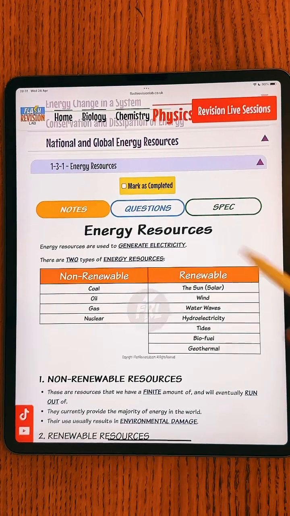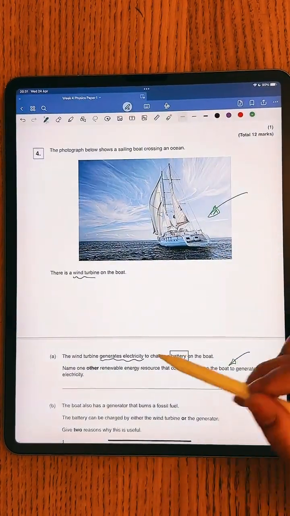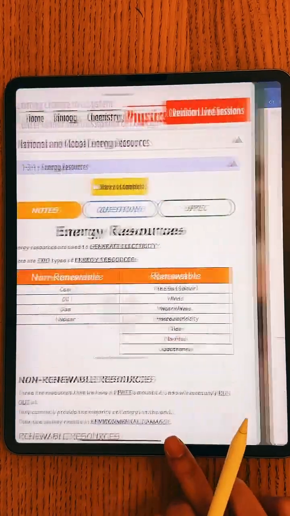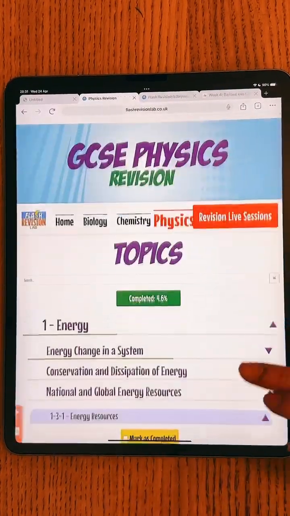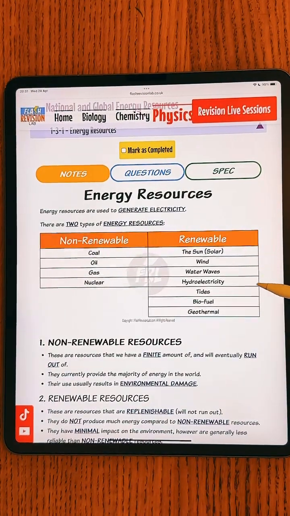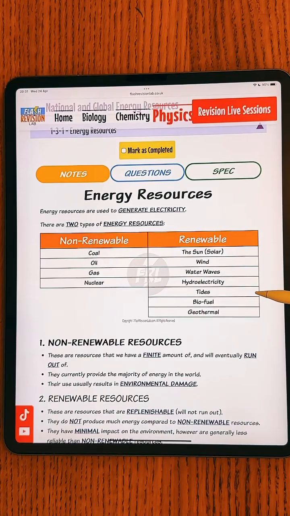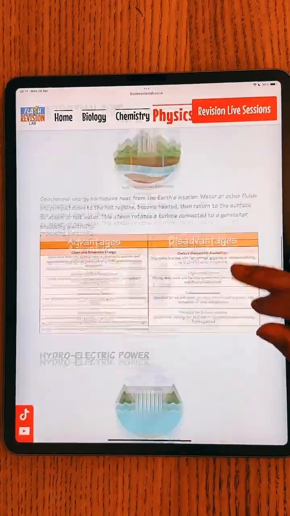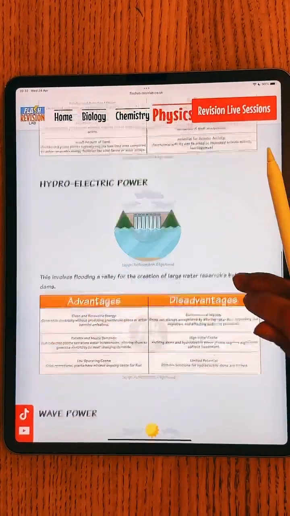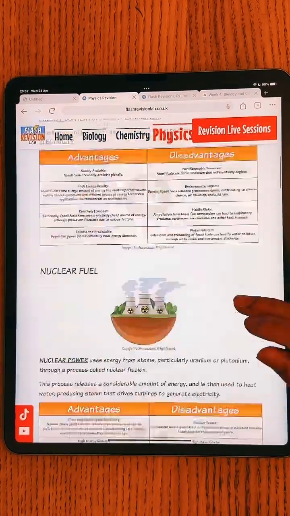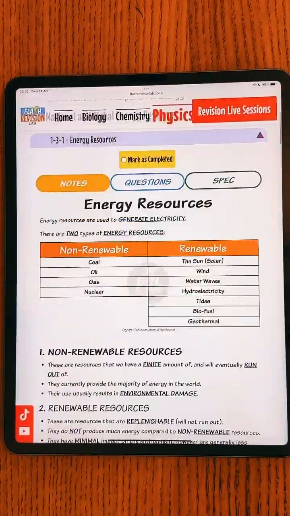Wind, you can't say wind because they're already talking about wind turbines here. They've already got a wind turbine. They're saying one other renewable energy source, so you can't say that. Waves, yeah, some people are saying waves, that's fine. Hydroelectric, no, you can't say hydroelectric because for hydroelectric, you need a dam, which is like a big valley. Here, we've got all the information on the notes of how it works. You can't put that on a boat, so that wouldn't work.